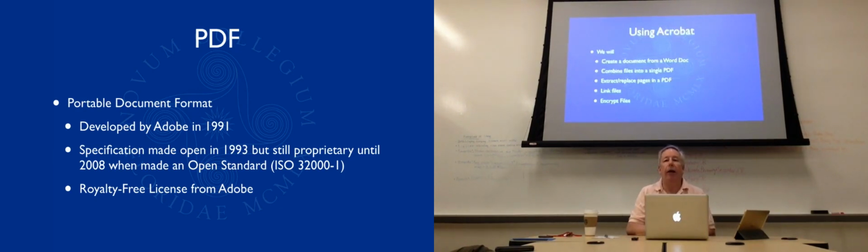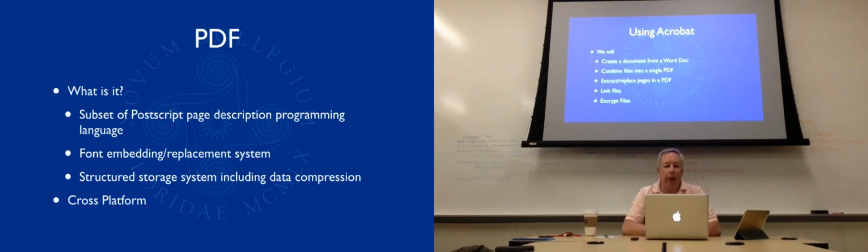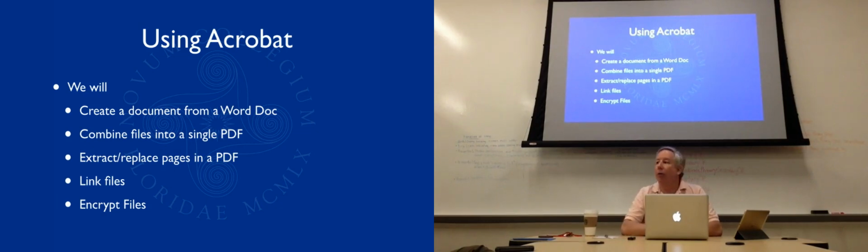Okay. So using Acrobat, we're going to do a few things today. I'm going to create some documents. I'm going to create a PDF from a Word document. I'm going to do one from just a text file. And then we'll combine multiple documents into a single file, and then we'll extract and replace some pages, and we're going to link files and encrypt files and all that stuff. So if you have questions, please jump in.